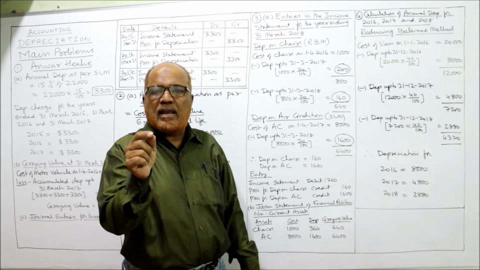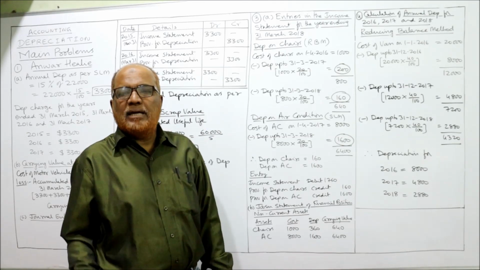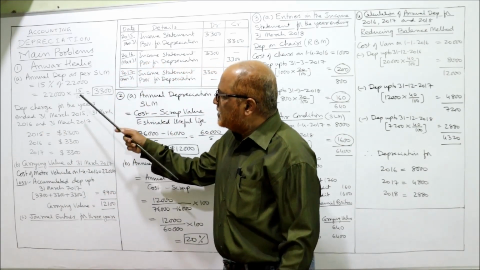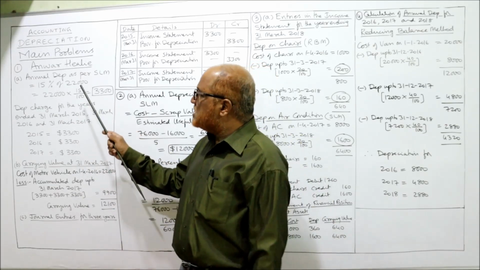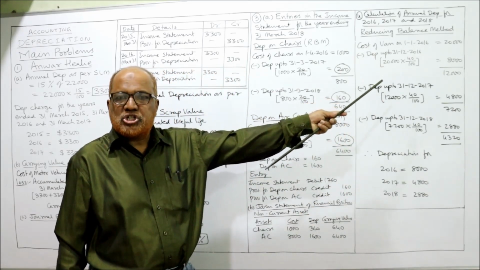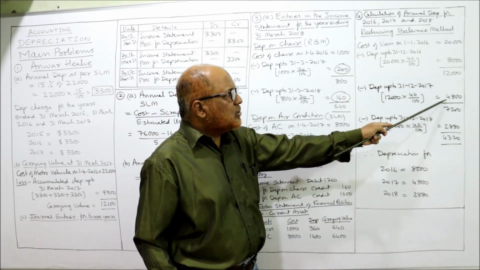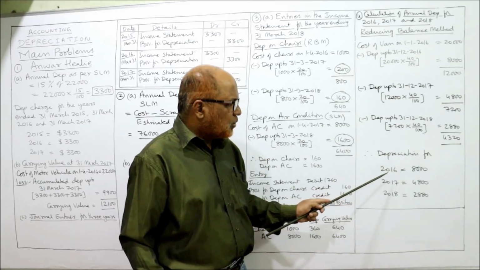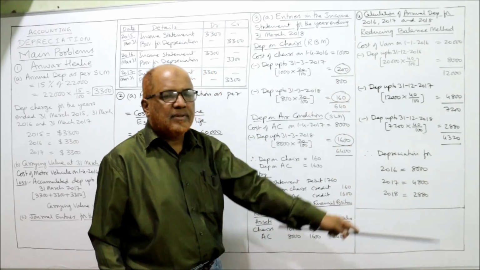So in the reducing balance method, the depreciation will decrease each year. In straight line method, the depreciation will remain constant. See here, 3,300, 3,300, 3,000, every year it is the same. Because it is SLM. But here it is RBM, reducing balance method, it will diminish. So first year how much depreciation? 8,000. Second year 4,800. Third year 2,880. See here. Depreciation for 2016, 2017, 2018: 8,000, 4,800, 2,880. That's it.